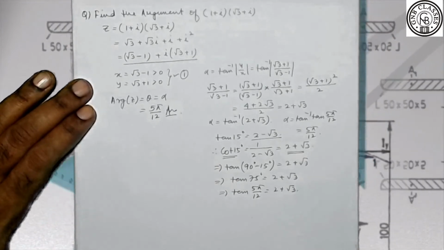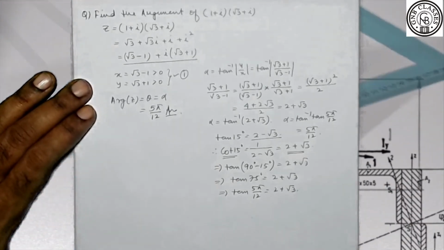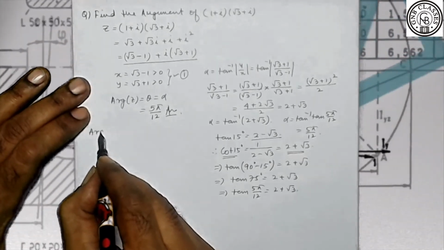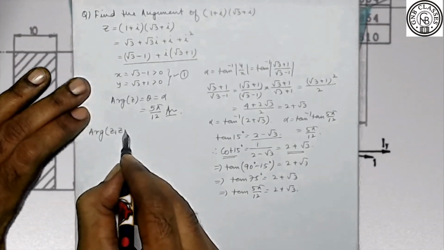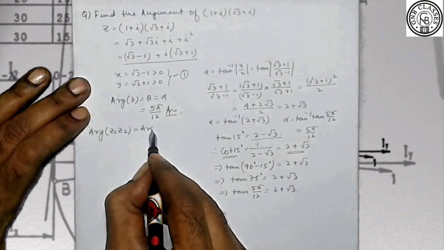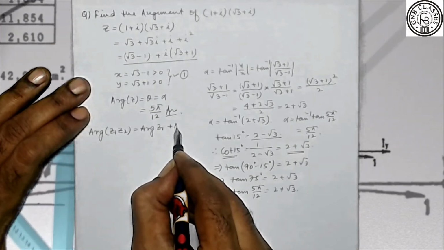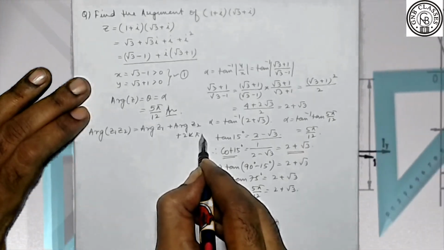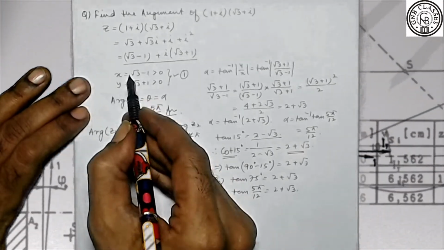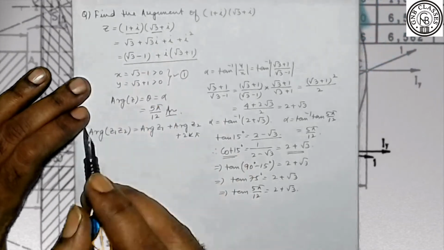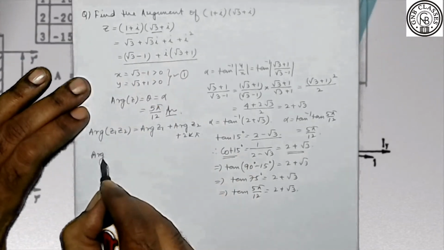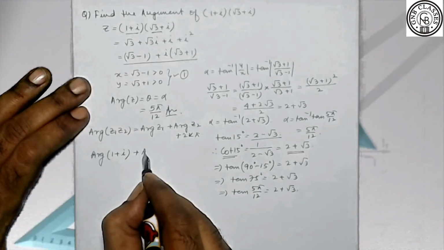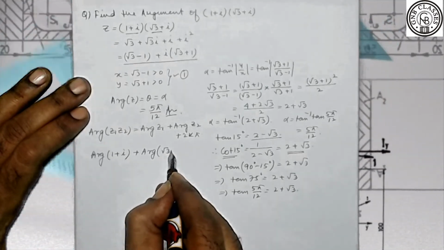Is it clear? Absolutely. Now we can do it by using the formula also. In that case, we know that argument of z1 into z2 is always written as argument of z1 plus argument of z2 plus 2k pi. Now here, argument of these two complex numbers will be what? It is argument of 1 plus iota plus argument of root 3 plus iota.